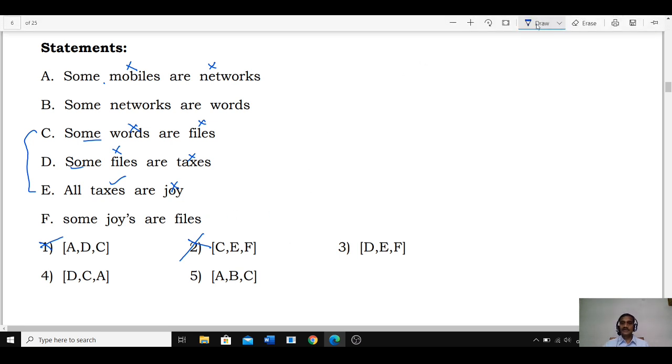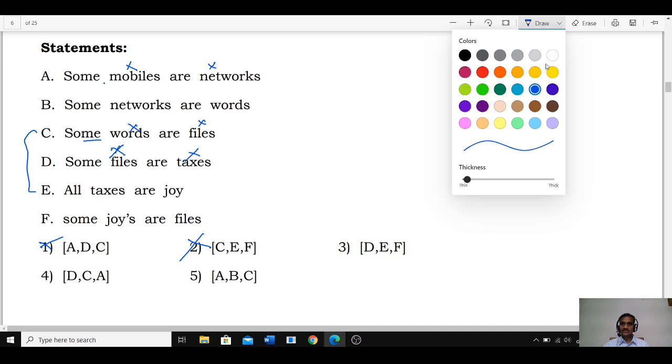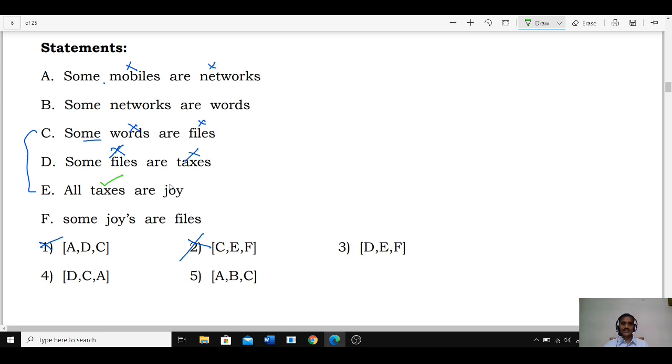Then D, E and F. Now look at this D, E and F. Will we get any answer from this D, E and F or not? Now in this D, E and F, what is D here? D is some files are taxes and E is what? Some files are taxes, all taxes are joined. All taxes are joined. Tell me the middle term.